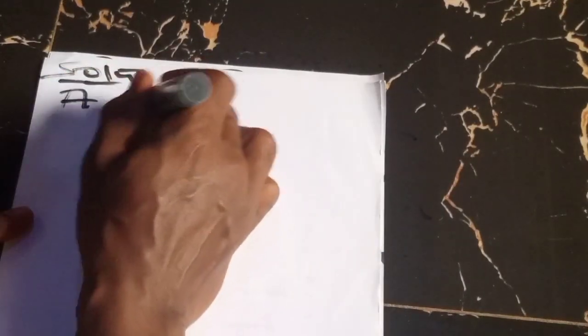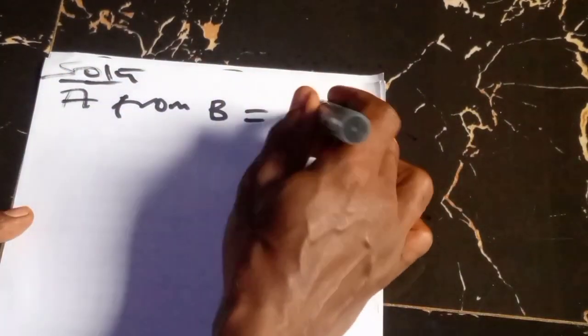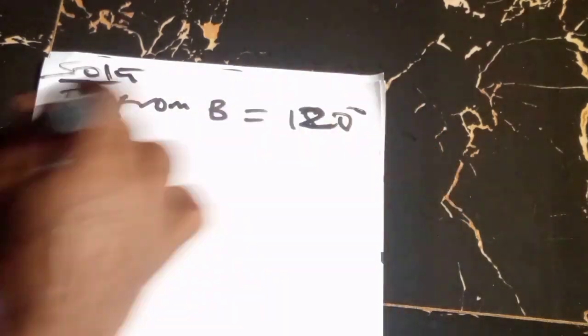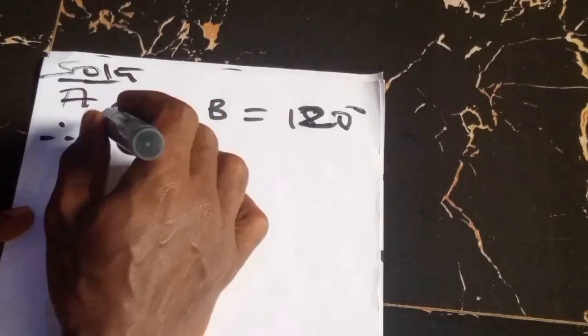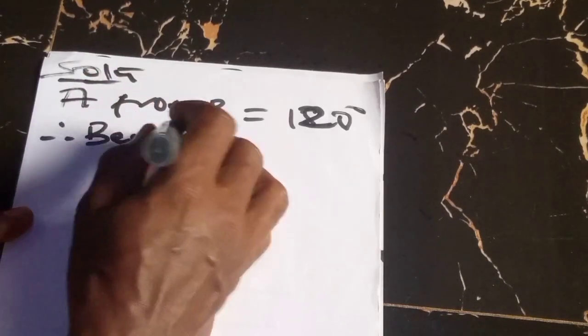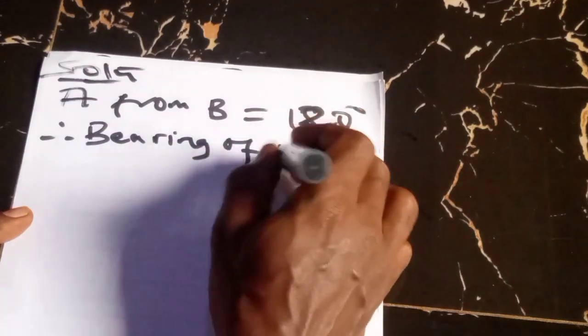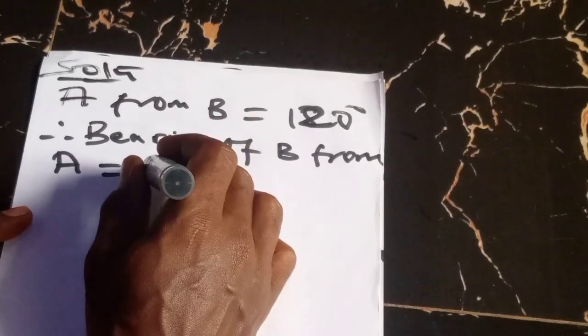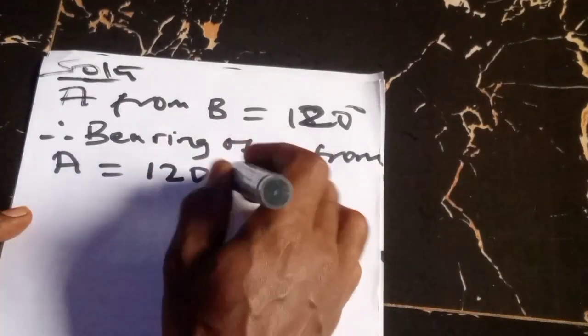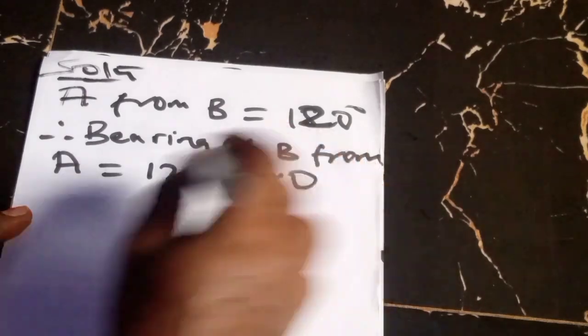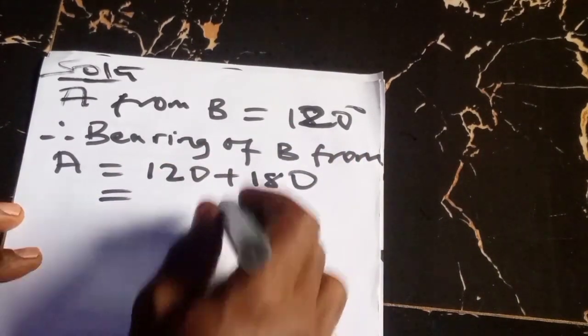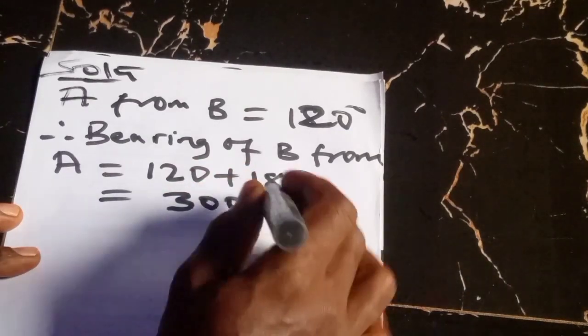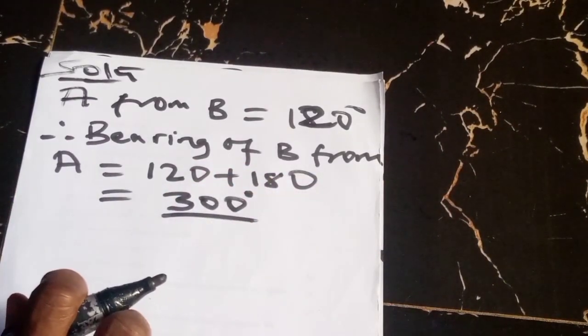In this case, that bearing is less than 180. So if the bearing of A from B is 120 degrees, because that bearing is less than 180, then bearing of B from A is equal to 120 plus 180, and that will give us 300 degrees. Very simple, very simple.